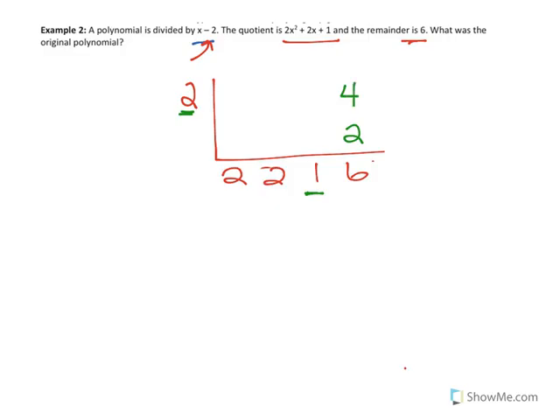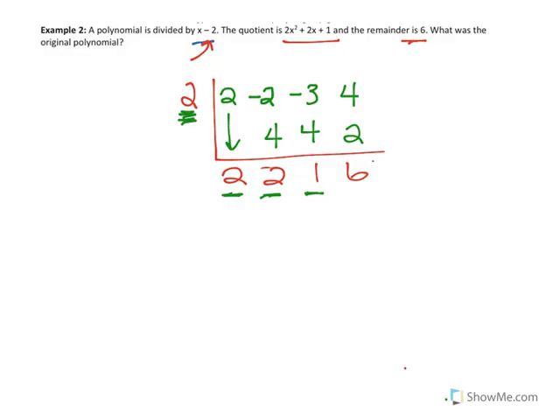So now we'll keep working backwards. This times this makes 4. To add it together to make a +1, this would have to be -3. This times this makes 4. To add it together to make 2, this would have to be -2. And the first one's going to have to be 2 because you bring it down.